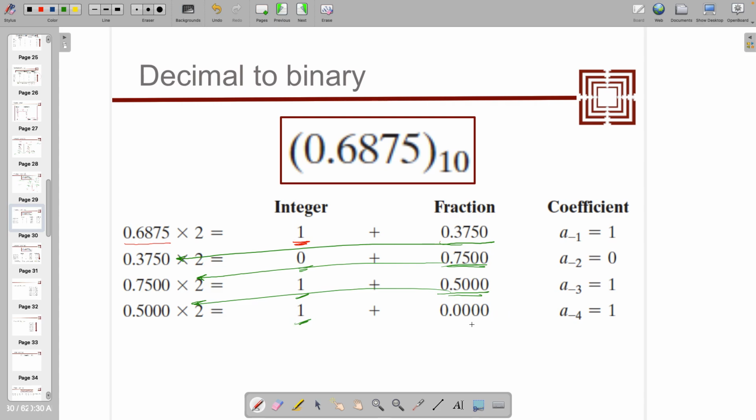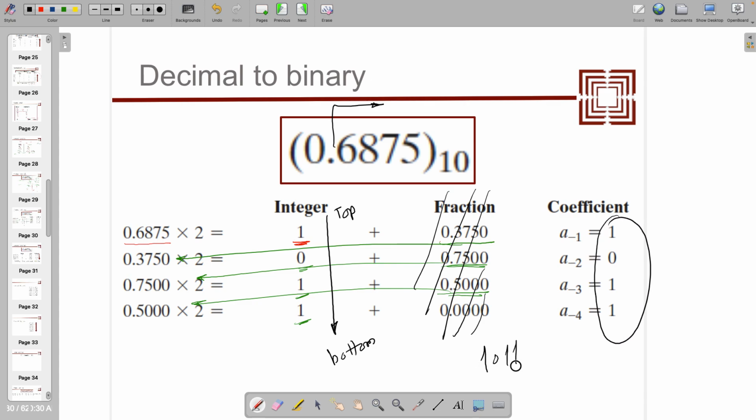So when you reach 0, you can stop here, and you have to make sure that you are looking at these integers from top to bottom, as it is available after the decimal point. You have to just dump this fraction somewhere, there is no problem. You are interested in this number, so 1011 after the decimal point. So that's the answer for your binary. So you can write it down as 0.1011.